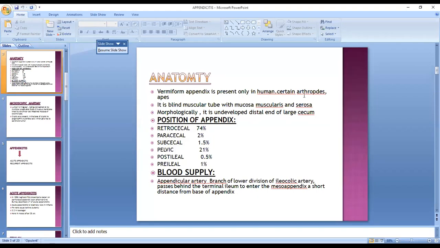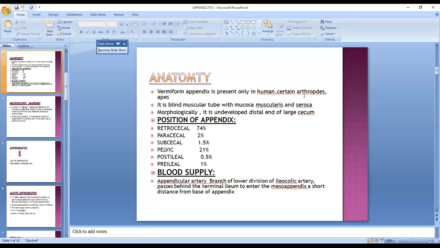only present in humans, certain apes, and arthropods, and it is only in these animals. It is a blind muscular tube with mucosa, muscularis and serosa. Morphologically, it is the undeveloped distal end of the large cecum.